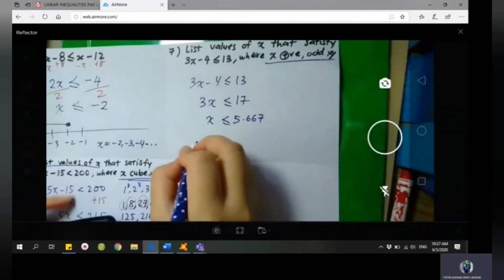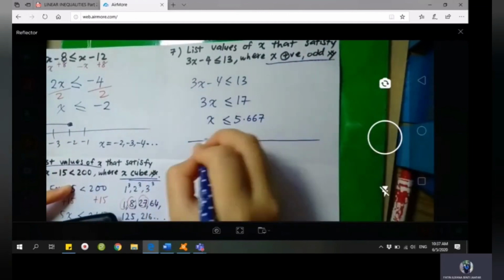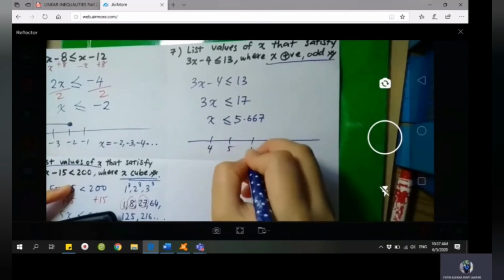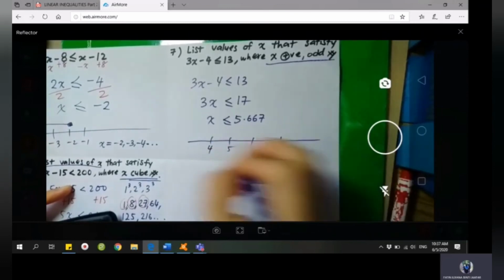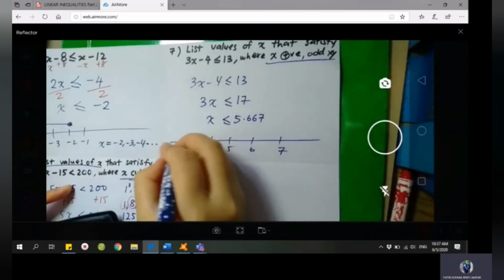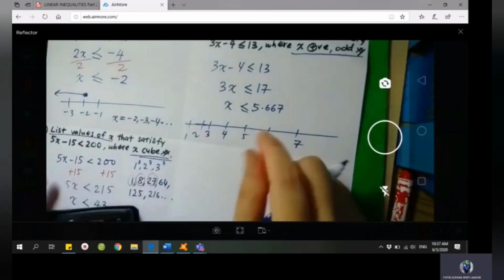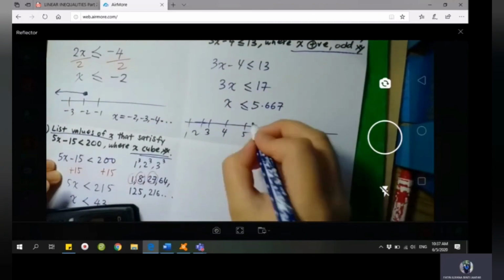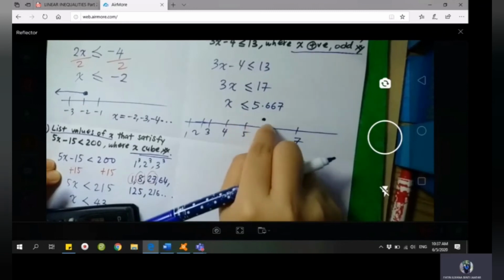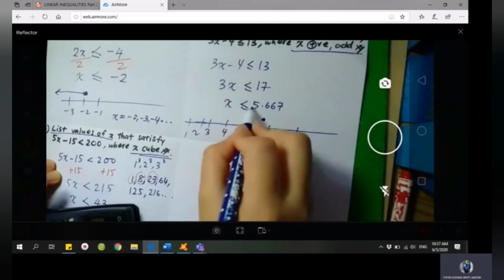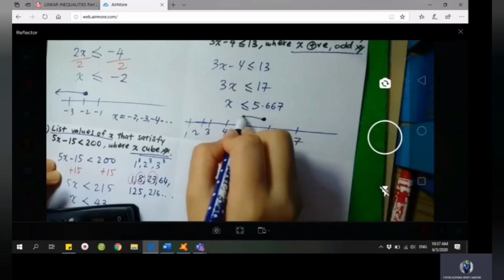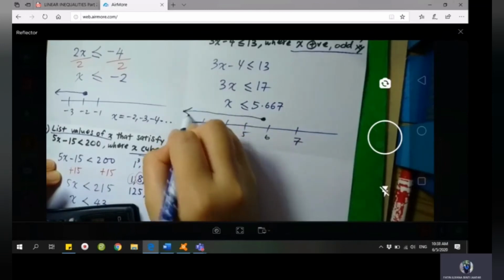Okay. So draw number line. Kan. 4, 5, 6, 7, 3, 2, 1. Okay. So sekarang ni 5.667 ni ada dekat sini. Ni 5, ni 6 kan di antara tu. So dia kata less than or equal. Sebab tu kita kena gelapkan. So akan ke kiri sebab dia less than.